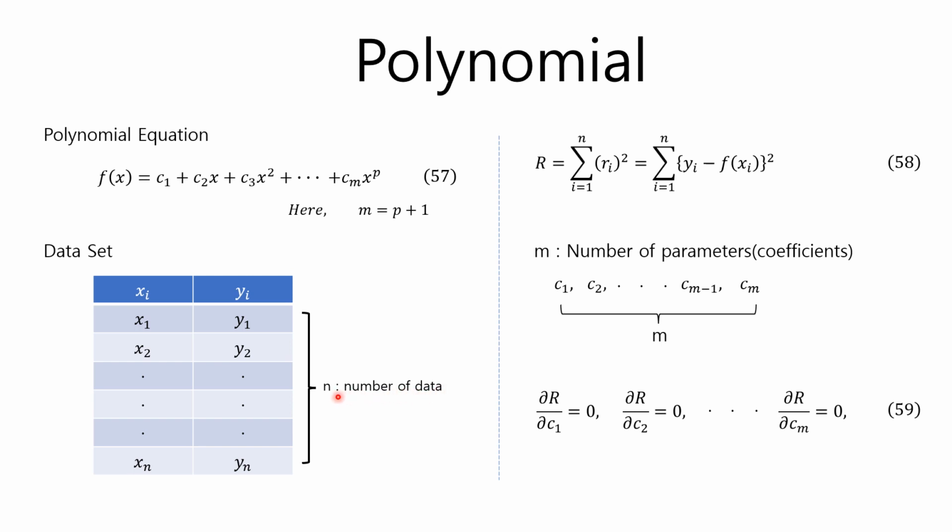The residual expression for the polynomial function can be expressed as equation 58. Equation 59 can be obtained by calculating partial derivative of each residual r for m parameters. By calculating and rearranging equation 59, the normal equation can be obtained, and from this, m parameter values can be obtained to complete the system equation.